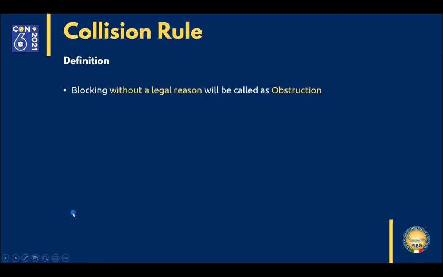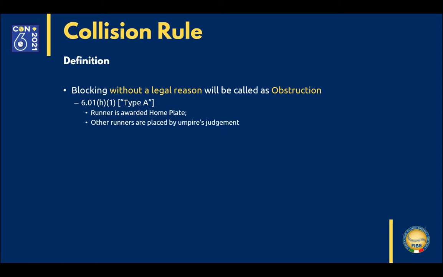On the other hand, remember the catcher or the fielder playing home plate must grant a free path to the runner. And blocking is only legal in two situations, as outlined before. Blocking without a legal reason will be called, therefore, an obstruction. This is a 6.01(h)(1) type A obstruction, because a play is made on the runner, obstructed. The runner is awarded home plate in an obstruction situation. Other runners are placed by umpire's judgment.